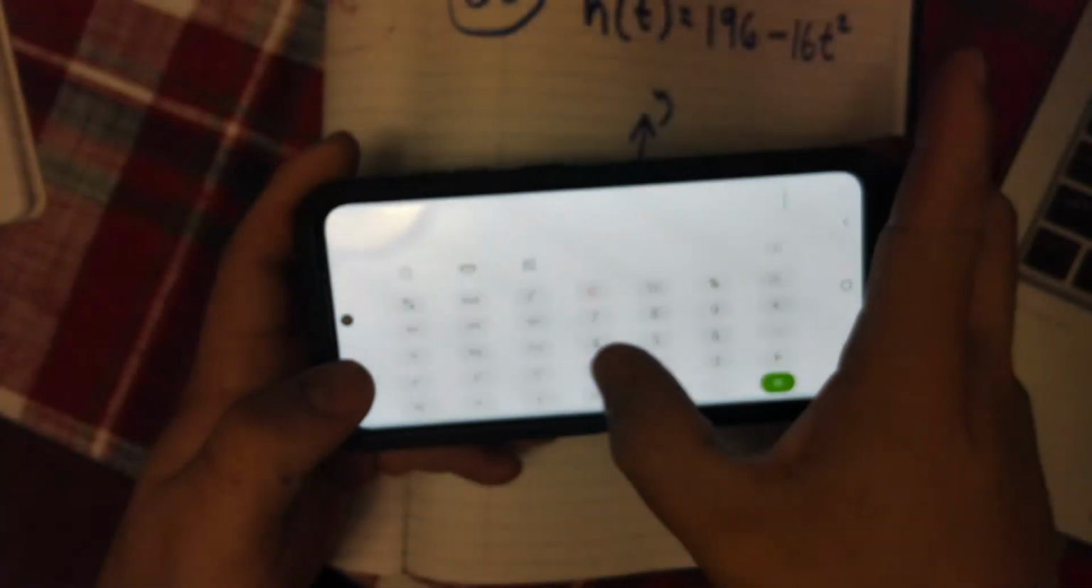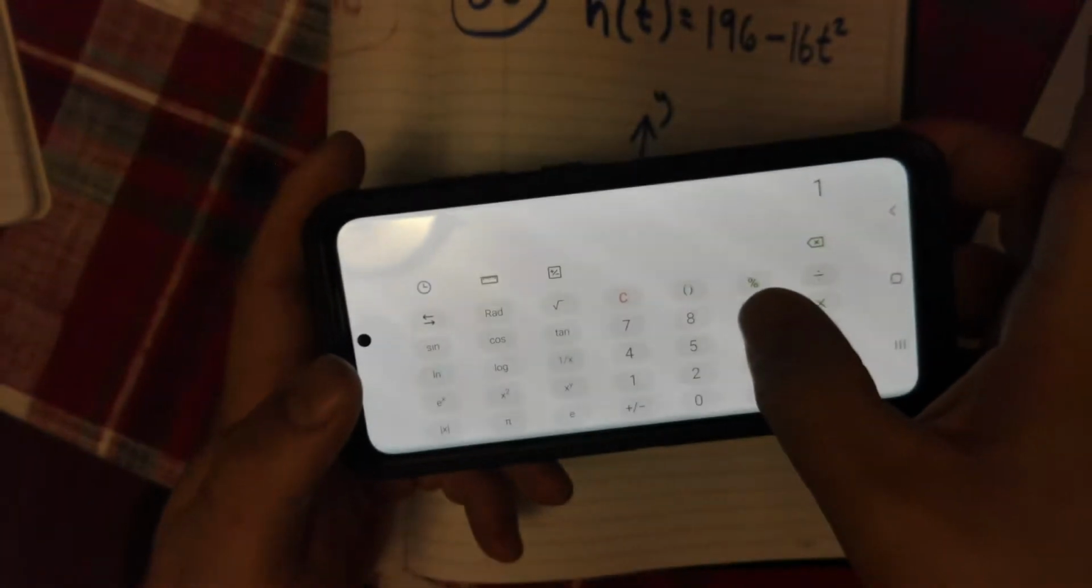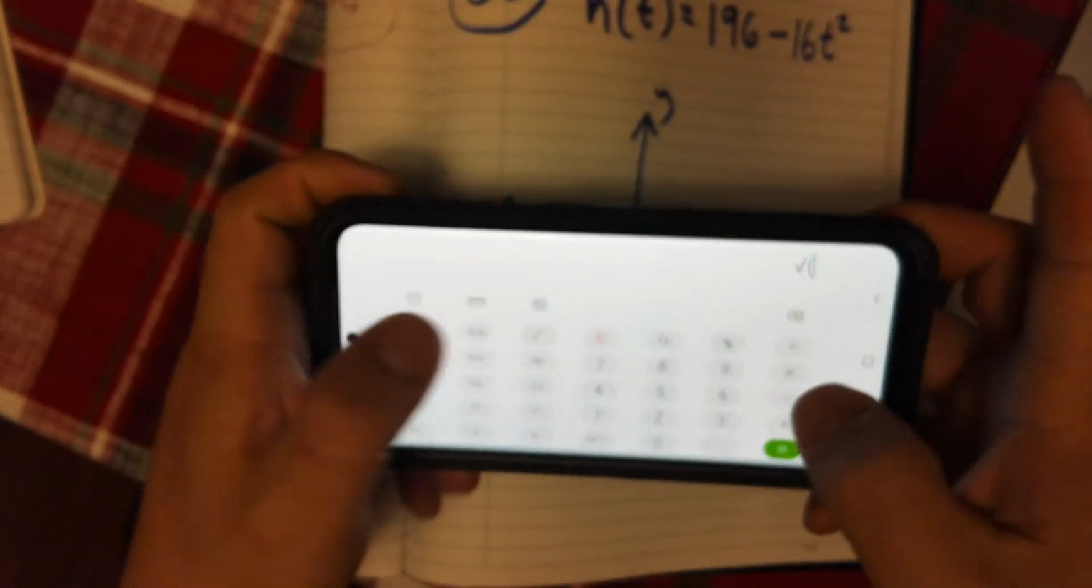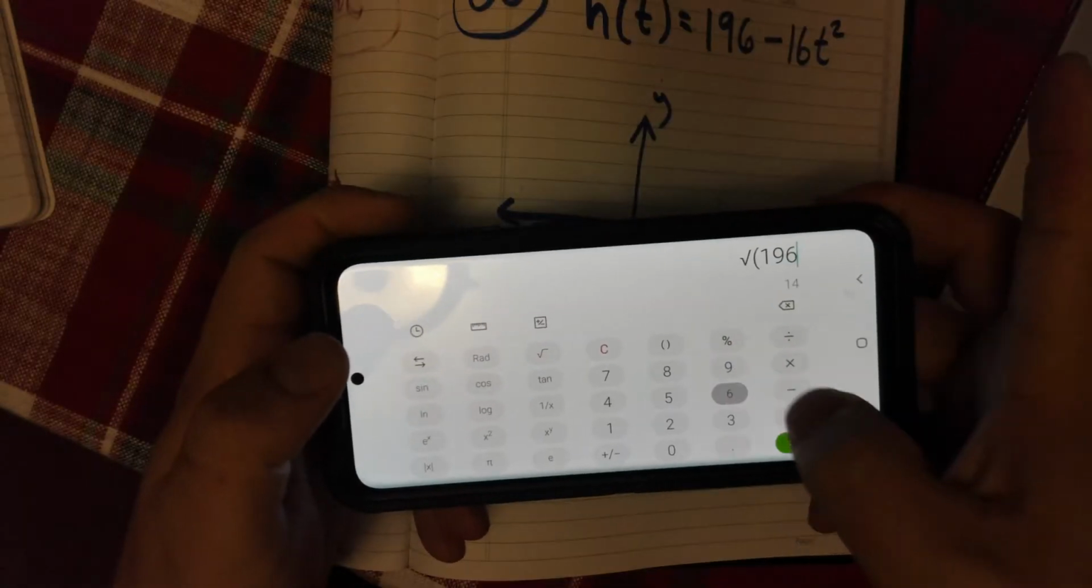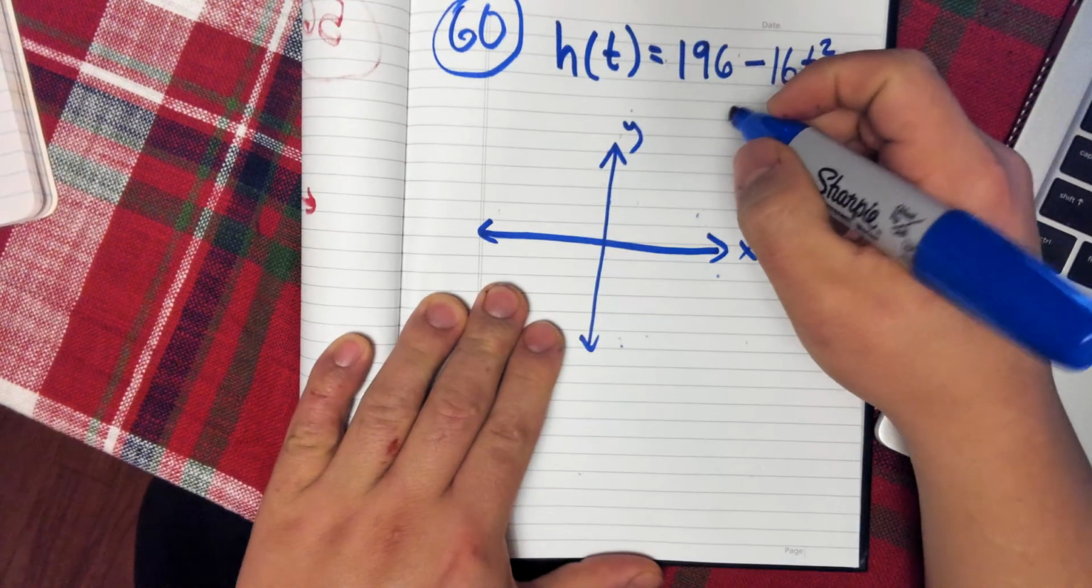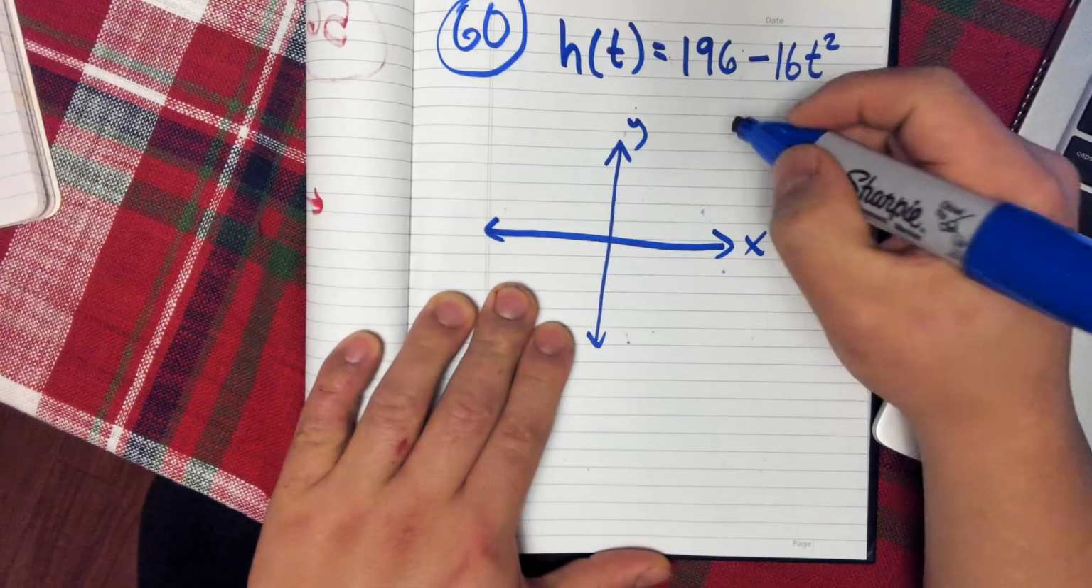Is 196 a perfect square? Oops, now I got it. 196. Hey, it is. It's 14. All right, I'm going to use my old method instead of the quadratic formula. We'd be done with this pretty quick if I used the quadratic formula.